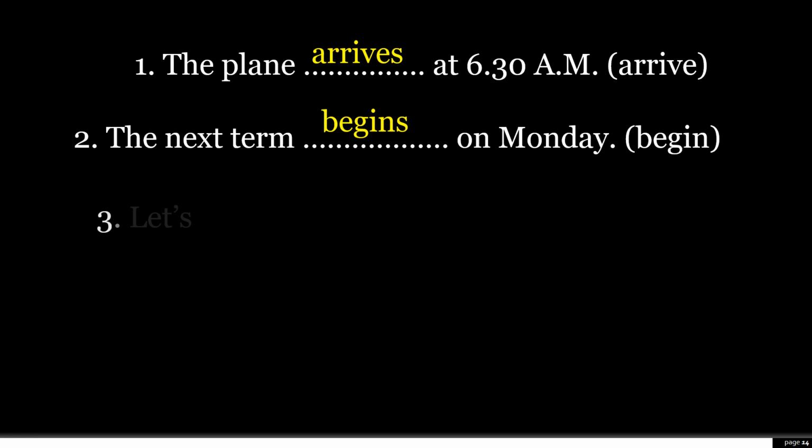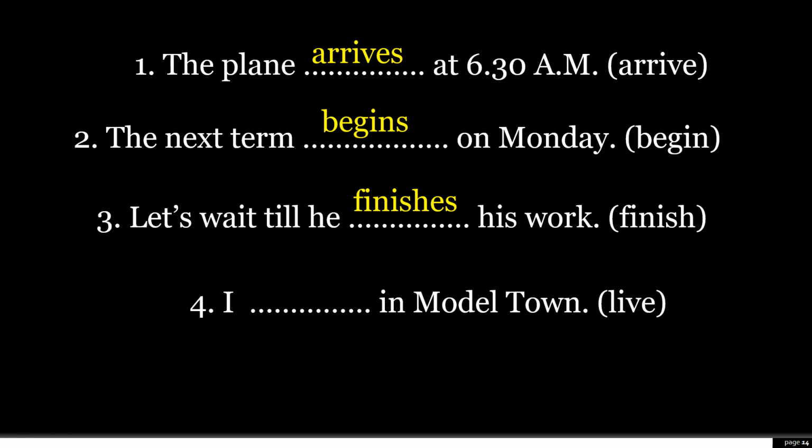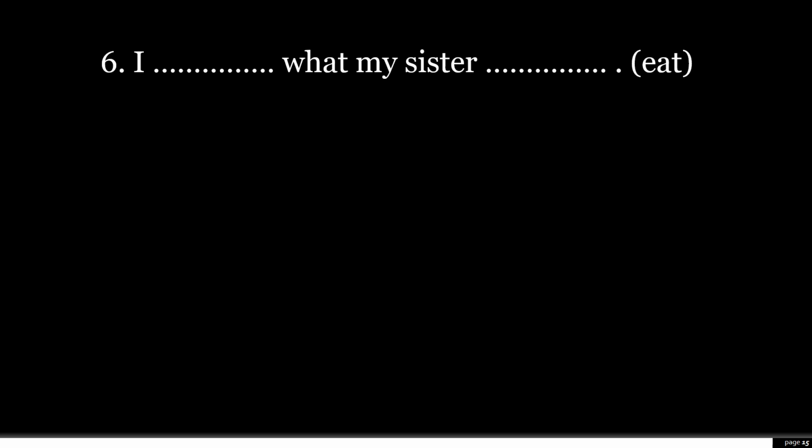Let's wait till he dash his work. The verb is finish. Now here you will add ES to it. Let's wait till he finishes his work. Then the next one, I dash in model town. The verb is live. So I live in model town. She dash to the temple every morning. The verb is go. So she goes to the temple every morning. I dash what my sister dash. The verb is eat. I eat what my sister eats.